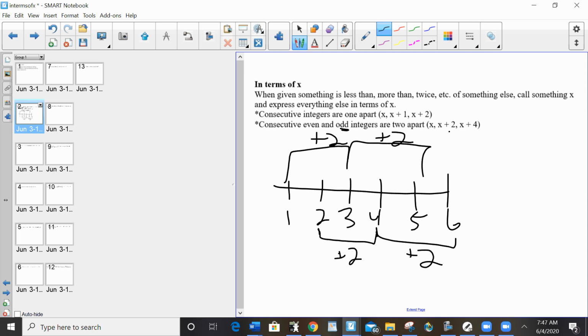So you might be saying, well, 2 and 4 are even. Yes, but if I add an even number to an odd number, it's still odd. If x is 1, 1 plus 2 is 3, odd. So let's jump right into the examples.